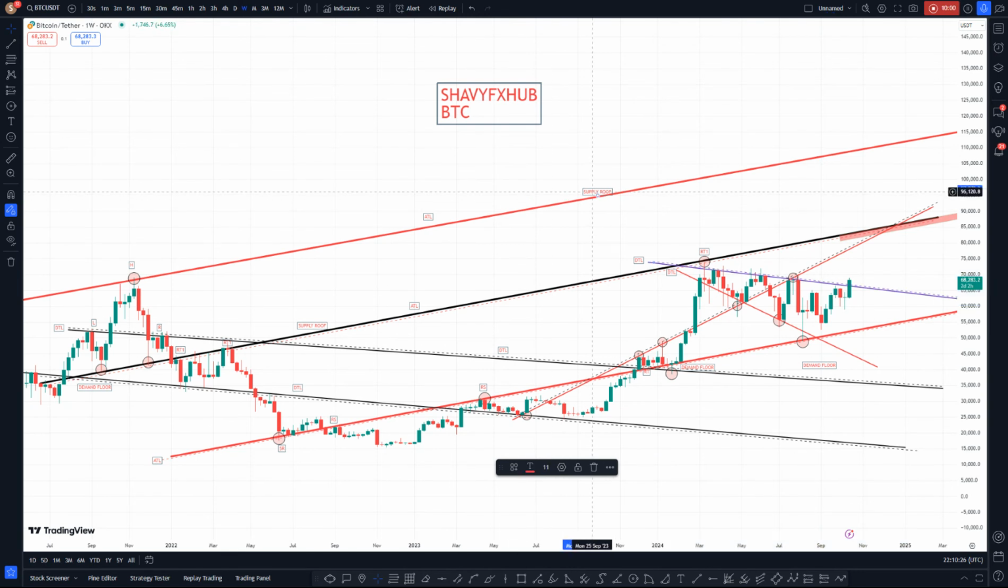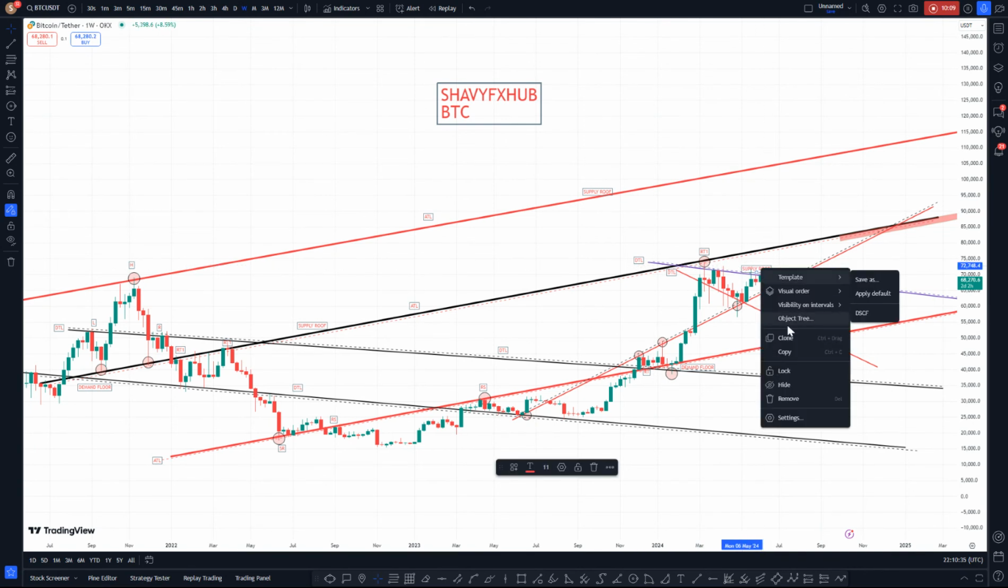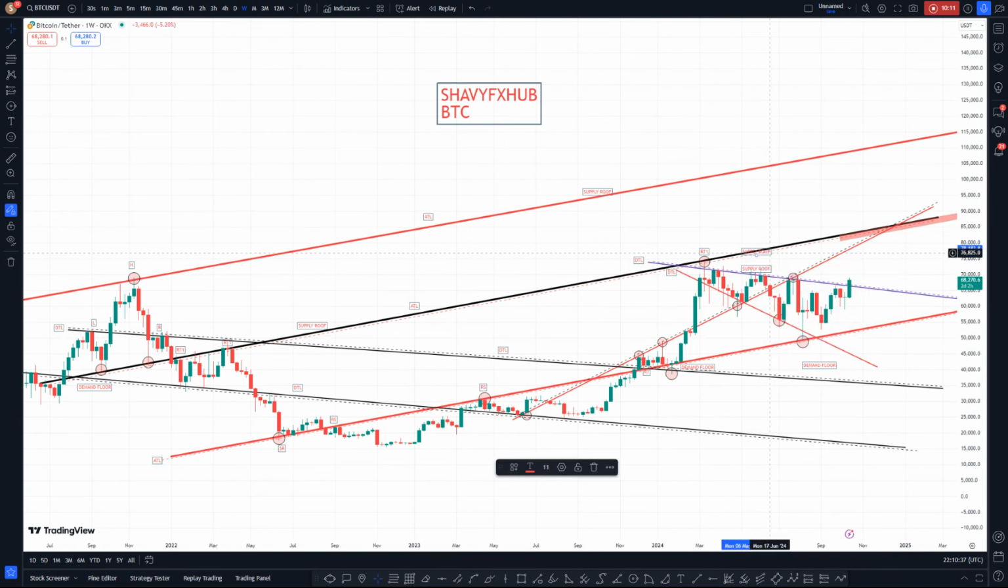So this was our supply roof. Why is it a supply roof? After the previous all-time high, every time price touched this descending trend line, it ended up in a sell. Every time price touched this purple line, it ended up in a sell. Now price has broken that sell roof. Now it becomes a demand floor on technical.